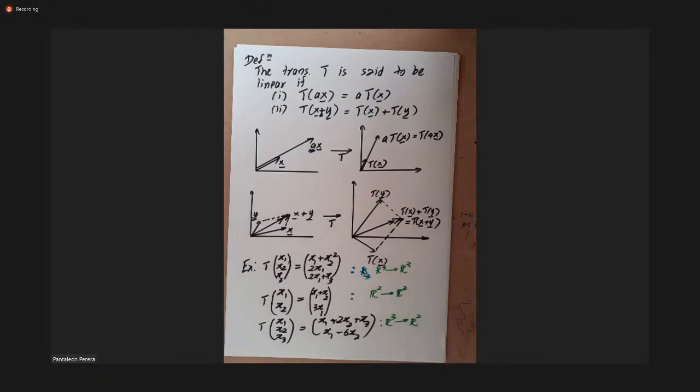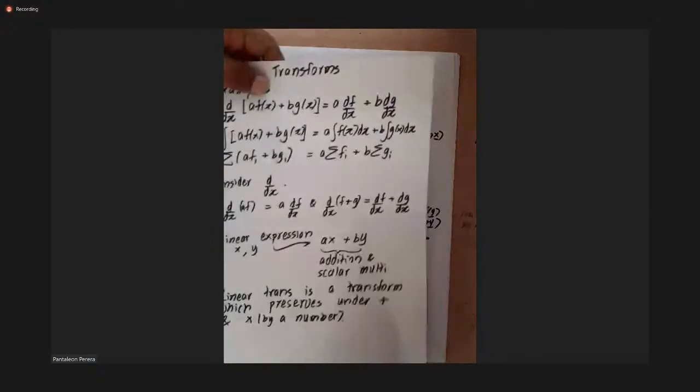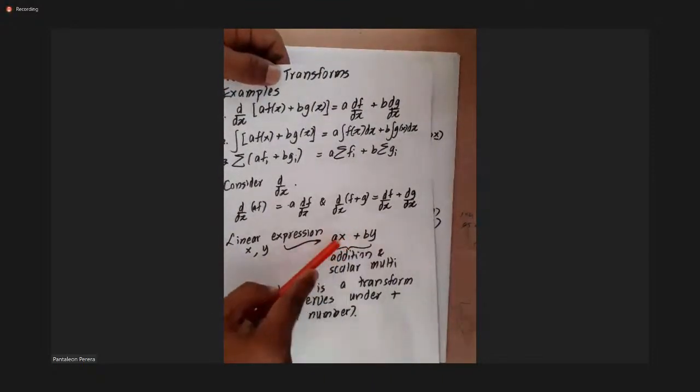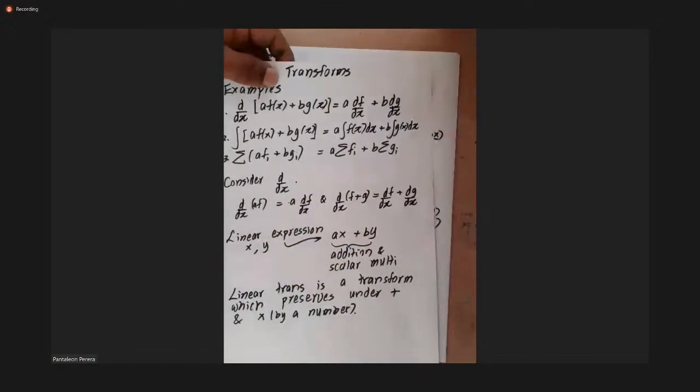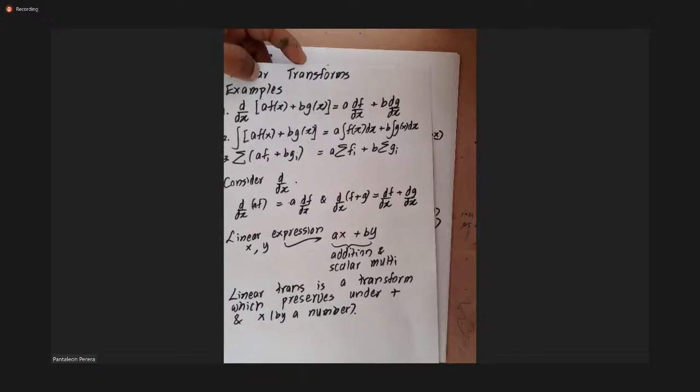If this is a linear transform, there are three components here, and each of them should be a linear expression. What's a linear expression? That means you should combine the variables by addition and scalar multiplication only. You cannot multiply two variables because in grade 1 we haven't learned something like this. We learned only how to add and how to multiply by a number.